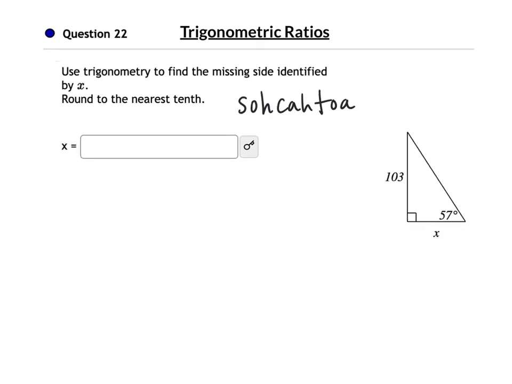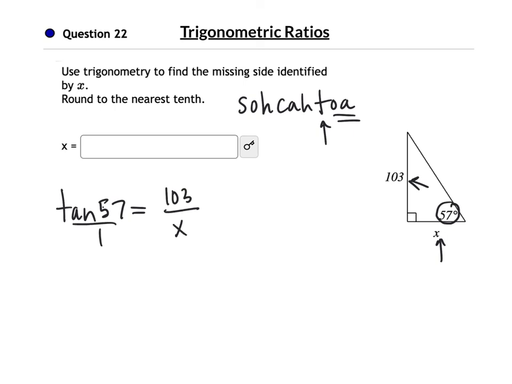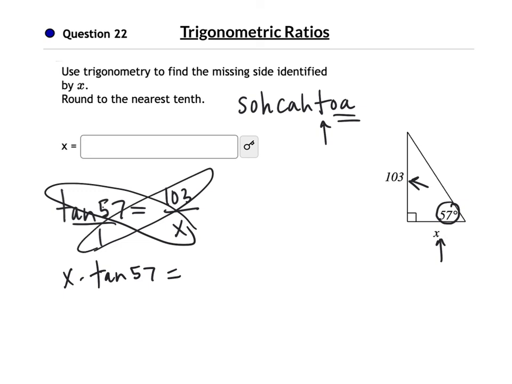Question 22. Our point of reference is the 57 degrees. X is the adjacent. 103 is the opposite. Adjacent and opposite is tangent again. The tangent of 57 is equal to the opposite, 103, over the adjacent, x. X is in the denominator, which means when we solve, we're going to have to divide. X times the tangent of 57 is equal to 1 times 103.